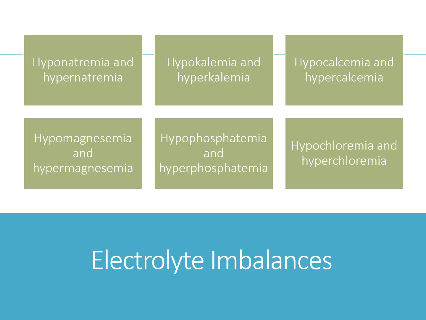Hyperkalemia is above 5 milliequivalents per liter. It's caused by renal failure or medications. It affects nerve conduction and muscle contractility. Symptoms include muscle weakness, paralysis, cardiac irregularities, and including cardiac arrest.